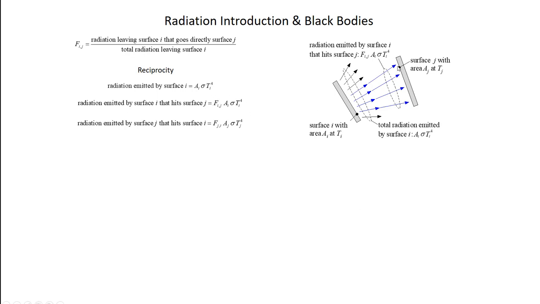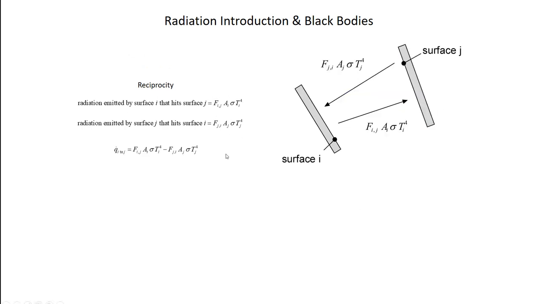If I do the same thing for surface J, I get this equation here. Surface J is emitting radiation, A_J times sigma T_J to the fourth. How much of that hits surface I? F_JI, and that's all absorbed. So what's the net rate of heat transfer from I to J? It's this stuff minus this stuff: F_IJ times A_I sigma T_I to the fourth minus F_JI times A_J times sigma T_J to the fourth. The first term is what's going from left to right. The second is what's coming back from right to left. So this is my equation that tells me the net radiation heat transfer between two surfaces I and J.